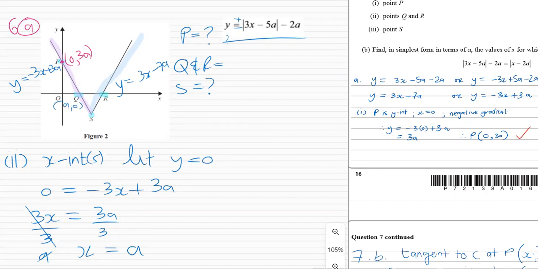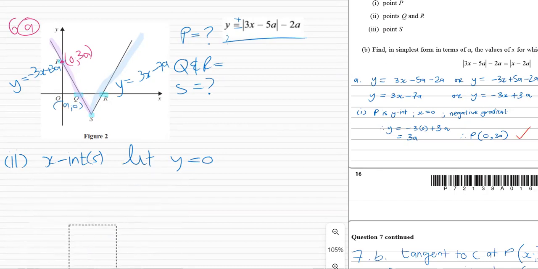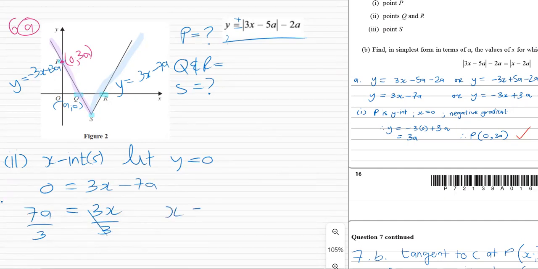And for R, we have the positive gradient. So we have y equals 3x minus 7a. Just take the 7a over. We want x on its own, so divide both sides by 3. And that side cancels out, so x is equal to 7a over 3, which we can just write in here. And 0.